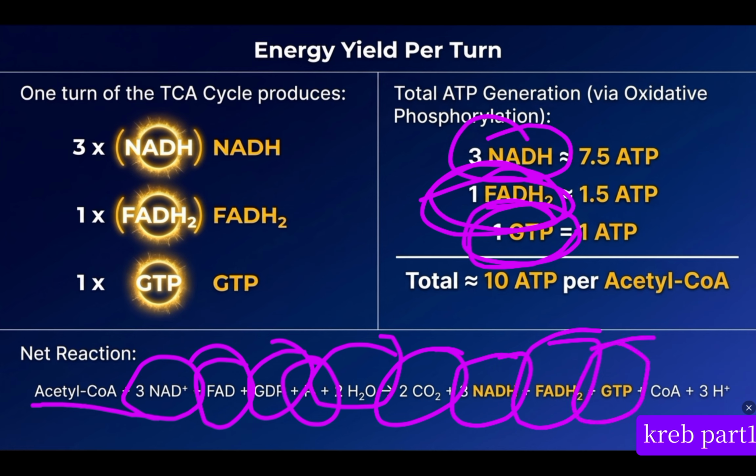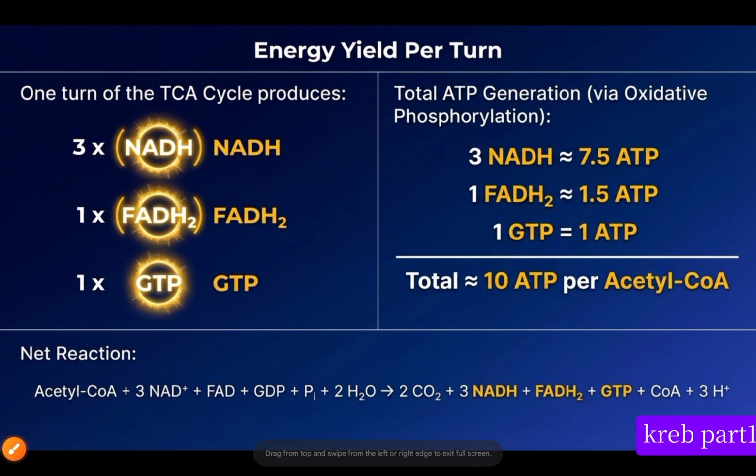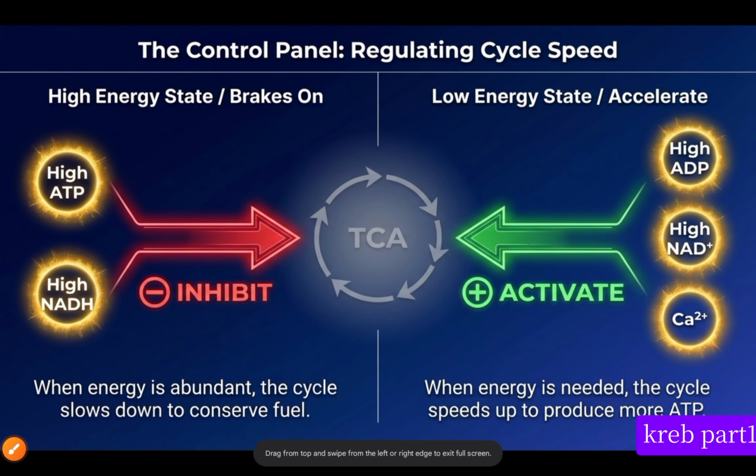and yield 3 molecules of NADH, 1 molecule of FADH2, 1 molecule of GTP, 1 molecule of coenzyme A, and 3 hydrogen ions that will enter into the mitochondria to produce energy. Don't forget all those things. Just remember that energy is produced in the electron transport chain in the mitochondria. So what are our inhibitors and what are our activators?